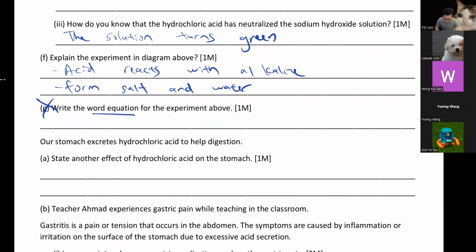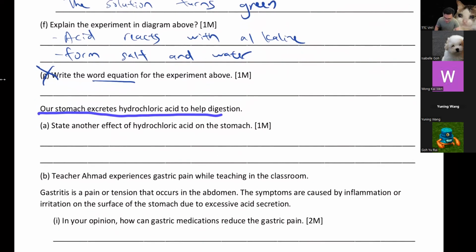So next, our stomach excretes hydrochloric acid to help digestion. This is why you are in pain as well. So state another effect of hydrochloric acid on the stomach. Oh, this is actually year 8. So what is the effect of hydrochloric acid? You can say it's corrosive. It's corroding your stomach. That's why you feel painful.